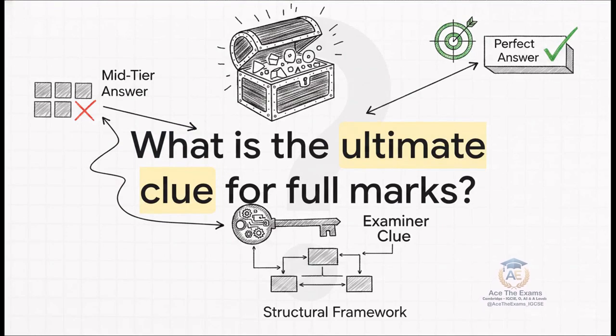Now, in just a few minutes, I'm going to reveal the ultimate examiner clue. I'm talking about a massive, high-value secret that can completely transform an average, mid-tier answer into a flawless, full-marks response. Seriously, if you want to ace this paper, you absolutely cannot miss this. But if I just blurted it out right now, you wouldn't really know how to use it. First, we need to understand the structural framework that actually makes this clue so incredibly powerful.